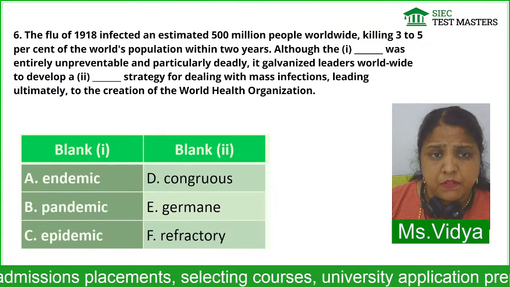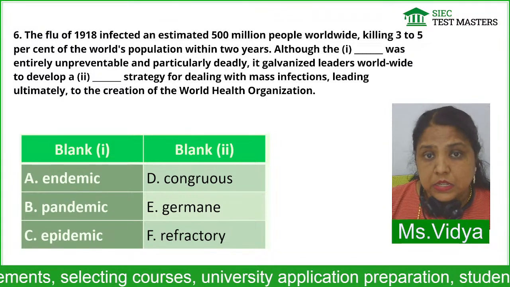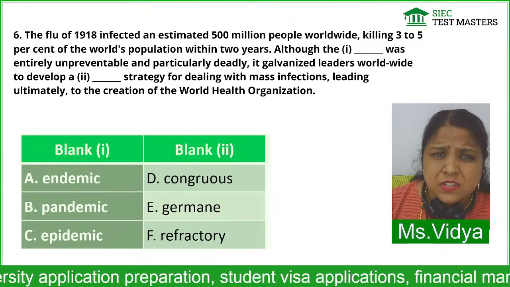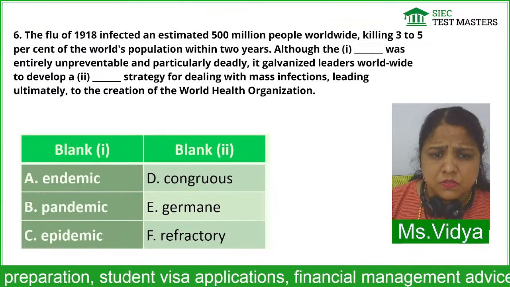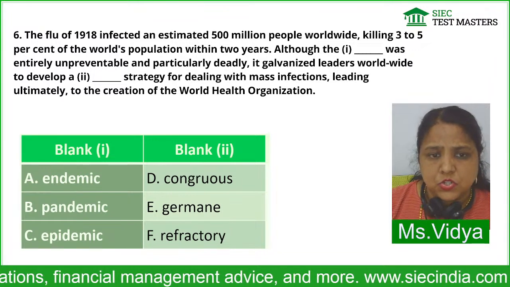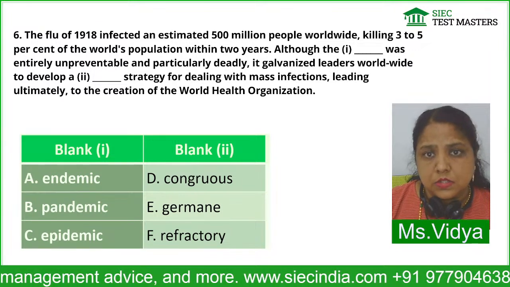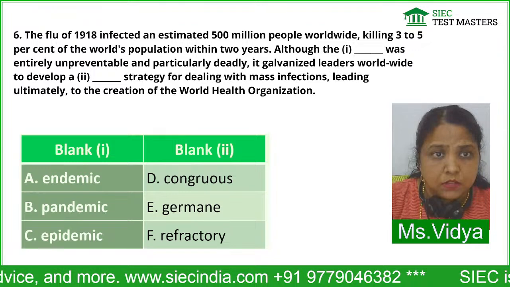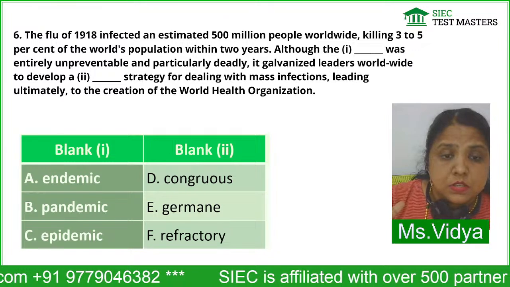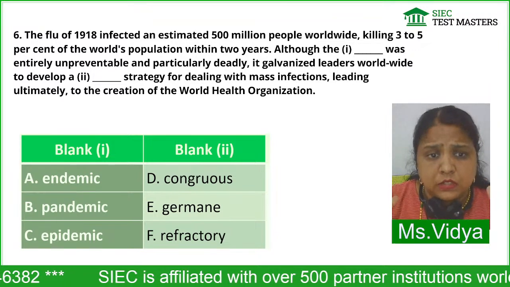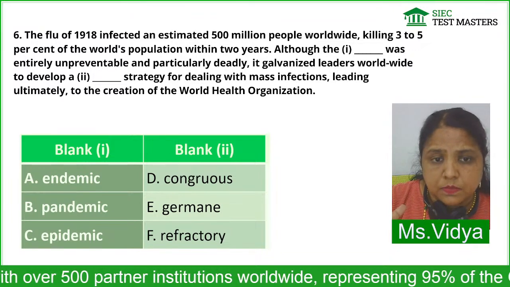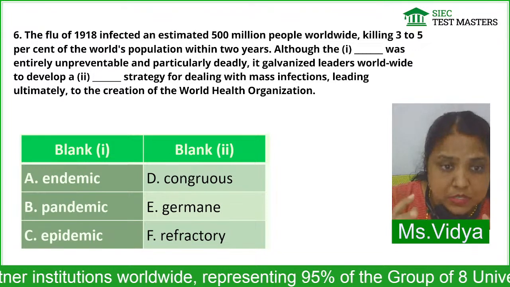Was entirely unpreventable and particularly deadly. It galvanized leaders worldwide to develop what kind of strategy for dealing with mass infections? We should find out now. Leading ultimately to the creation of the World Health Organization. They all came together to deal with such mass infections. So, when all of them come together, it is congruous. Congruous. Some uniformity is there, some agreement is there among them.